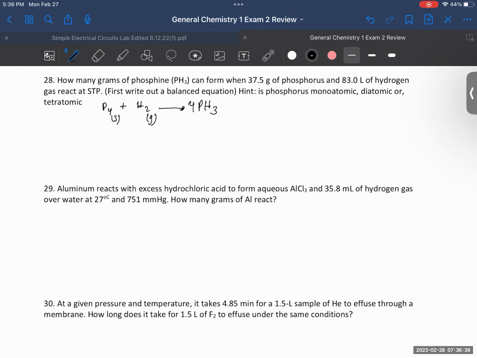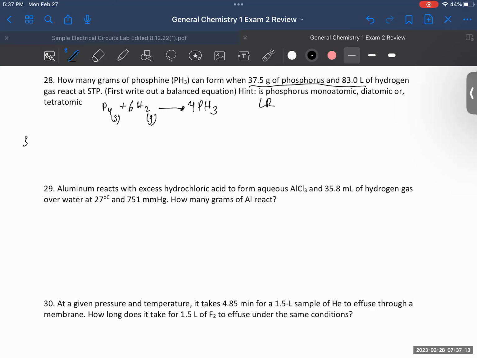Yep, 4 right here. And then what else? Yeah, so that was balanced. So how much phosphine can form with 37.5 grams of phosphorus and 83 liters of hydrogen reactants? So what thing do we have to find? We have to find a certain thing. Limiting reactant. Yeah, limiting reactant. Because that limits how much phosphine we can make.